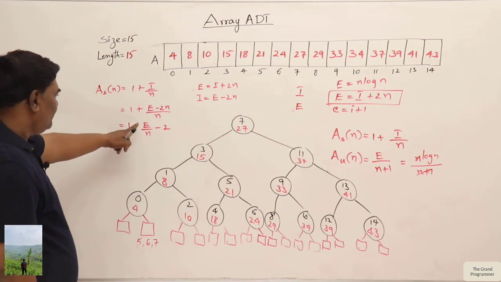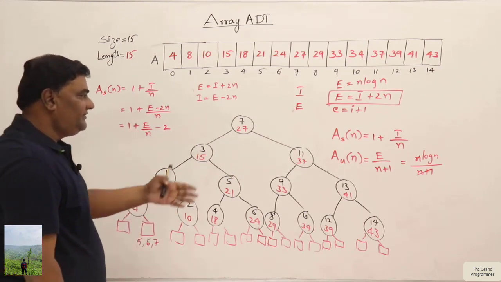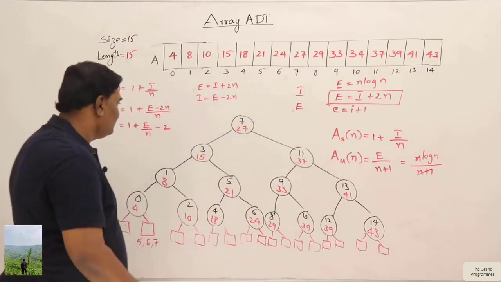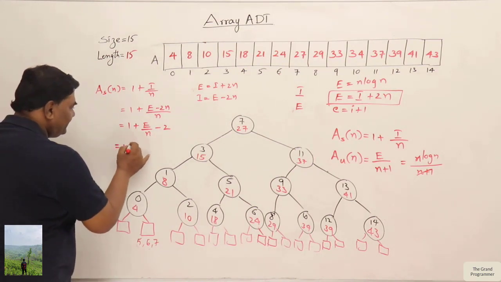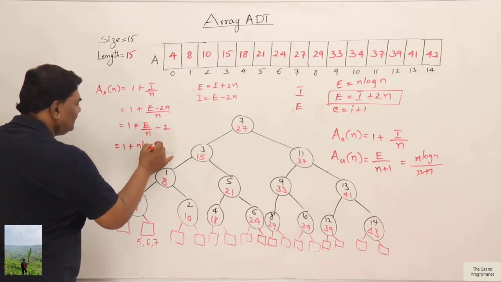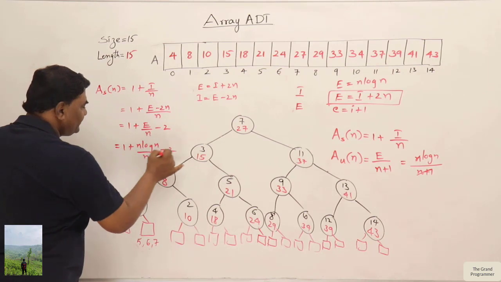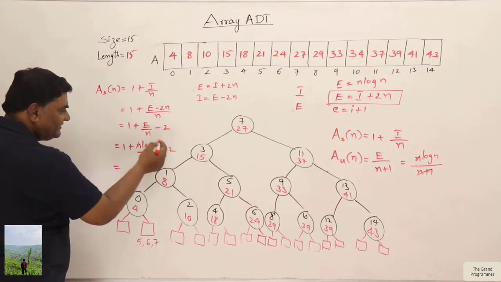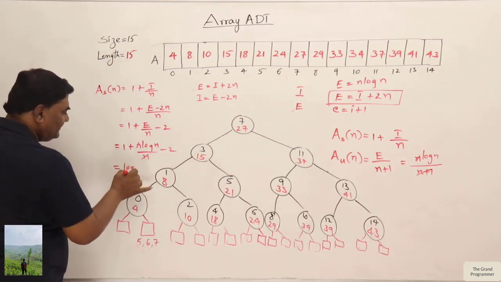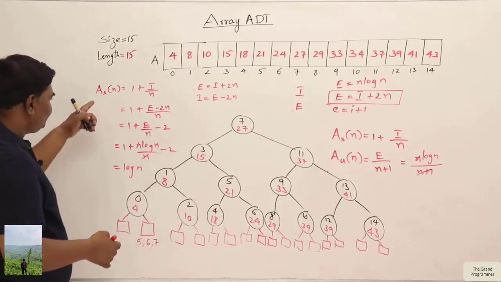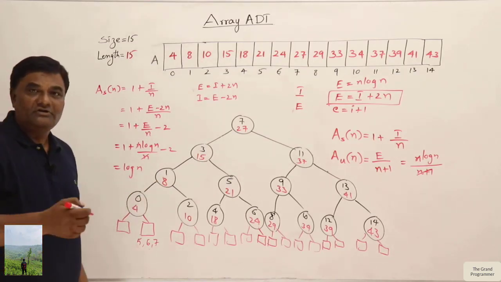Now what E is, we already know the answer, that is n log n. So this can be taken as 1 plus n log n by n minus 2. So this gets cancelled, and this is approximately log n. So average successful search time is also log n.